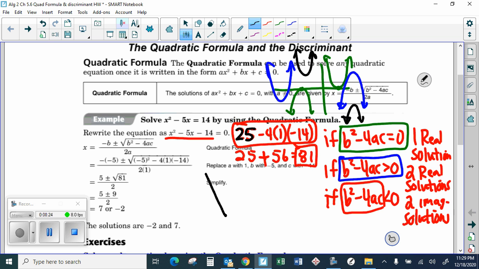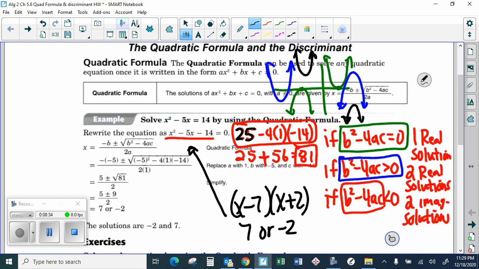So by the way, since we know this factors, you should be able to quickly do that one of x minus 7 and x plus 2. So my two answers are 7 or negative 2. That's where it crossed the x-axis, 7 and negative 2, which we get right down here. So that's doing it from factoring.